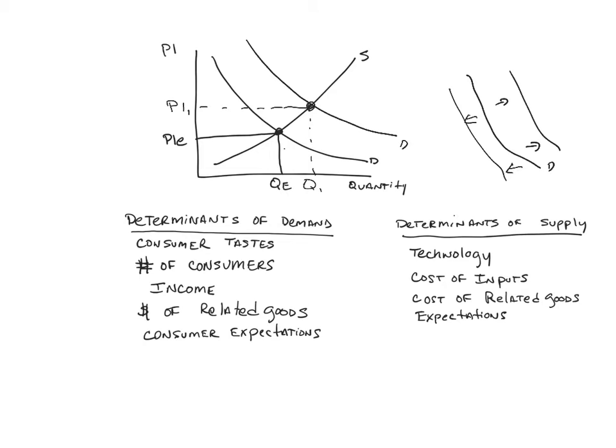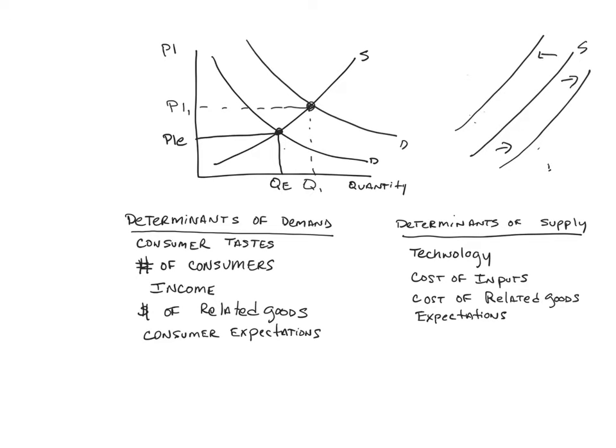Determinants of supply are also important. The determinants of supply are those things that actually shift a supply curve right or left. So looking at it right here, we're talking about those particular things that would take a supply curve and shift it to the right, which would mean that we're supplying more, or shift it to the left, which would mean that we are supplying less.